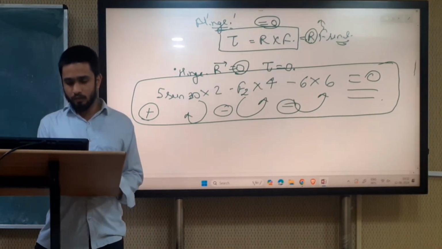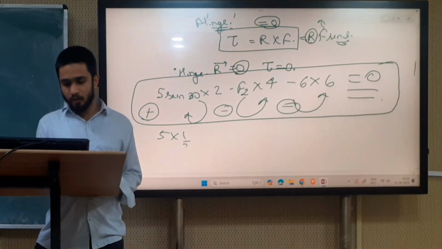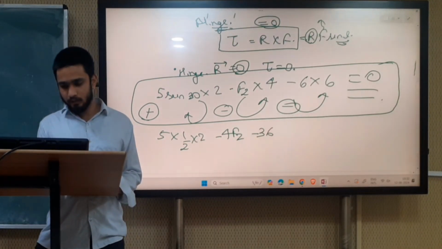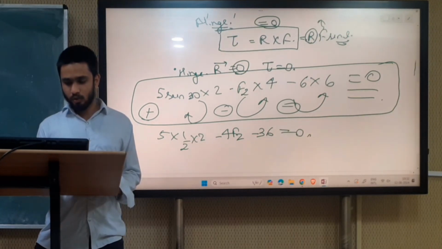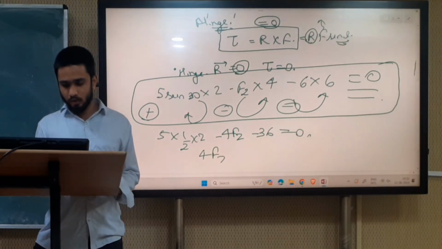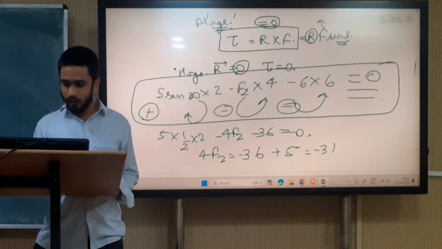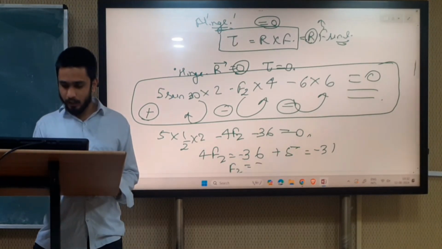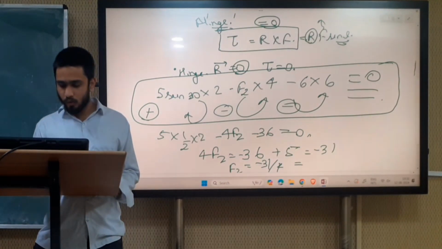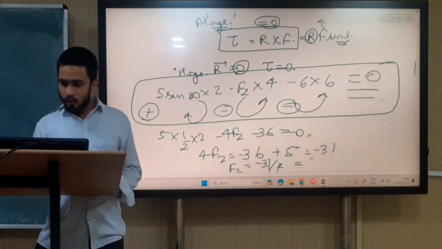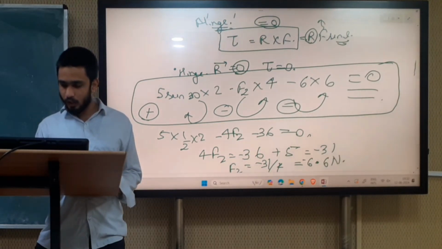So how will we solve this? 5 into 1 by 2 into 2 minus 4 F2 minus 36 is equal to 0. So 4 F2 is equal to 36 minus 36 plus 5, which equals minus 31. So F2 is equal to minus 31 by 4, which is minus 6.6 newtons.